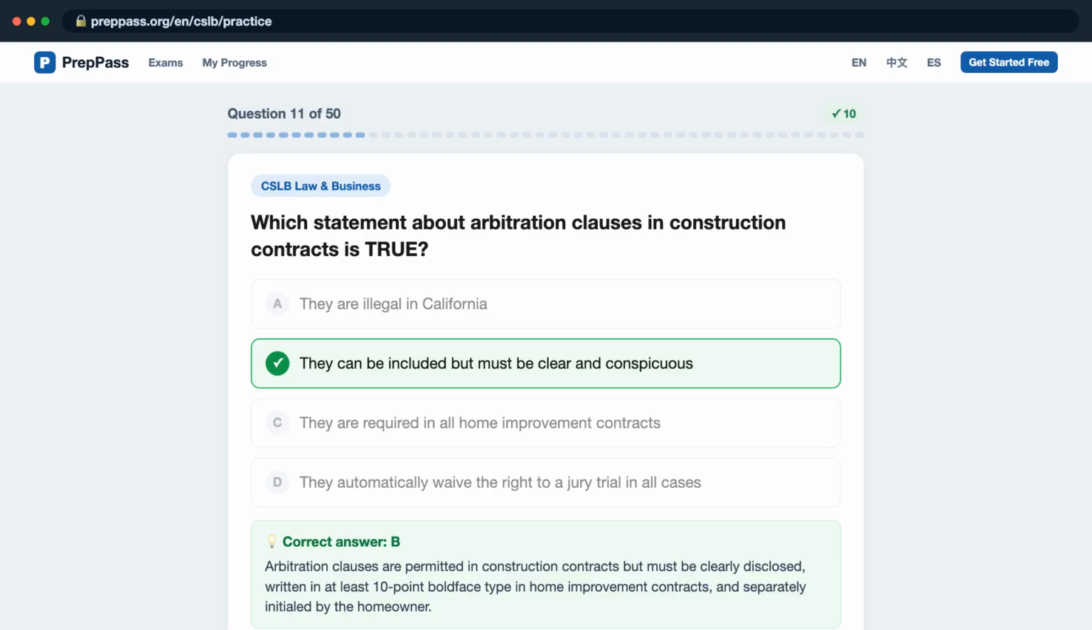Arbitration clauses are permitted in construction contracts but must be clearly disclosed, written in at least 10-point boldface type in home improvement contracts, and separately initialed by the homeowner.